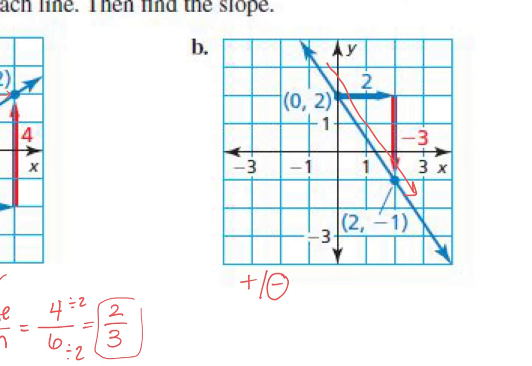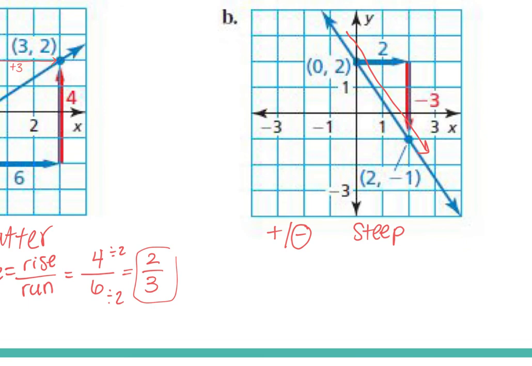And would you guys describe this as a steep line or a flat line? It's steep, so our number should be bigger than 1. Well, it's going to be negative, so it should be less than -1. So it's going to be steep and large. Let's find out what the slope is.